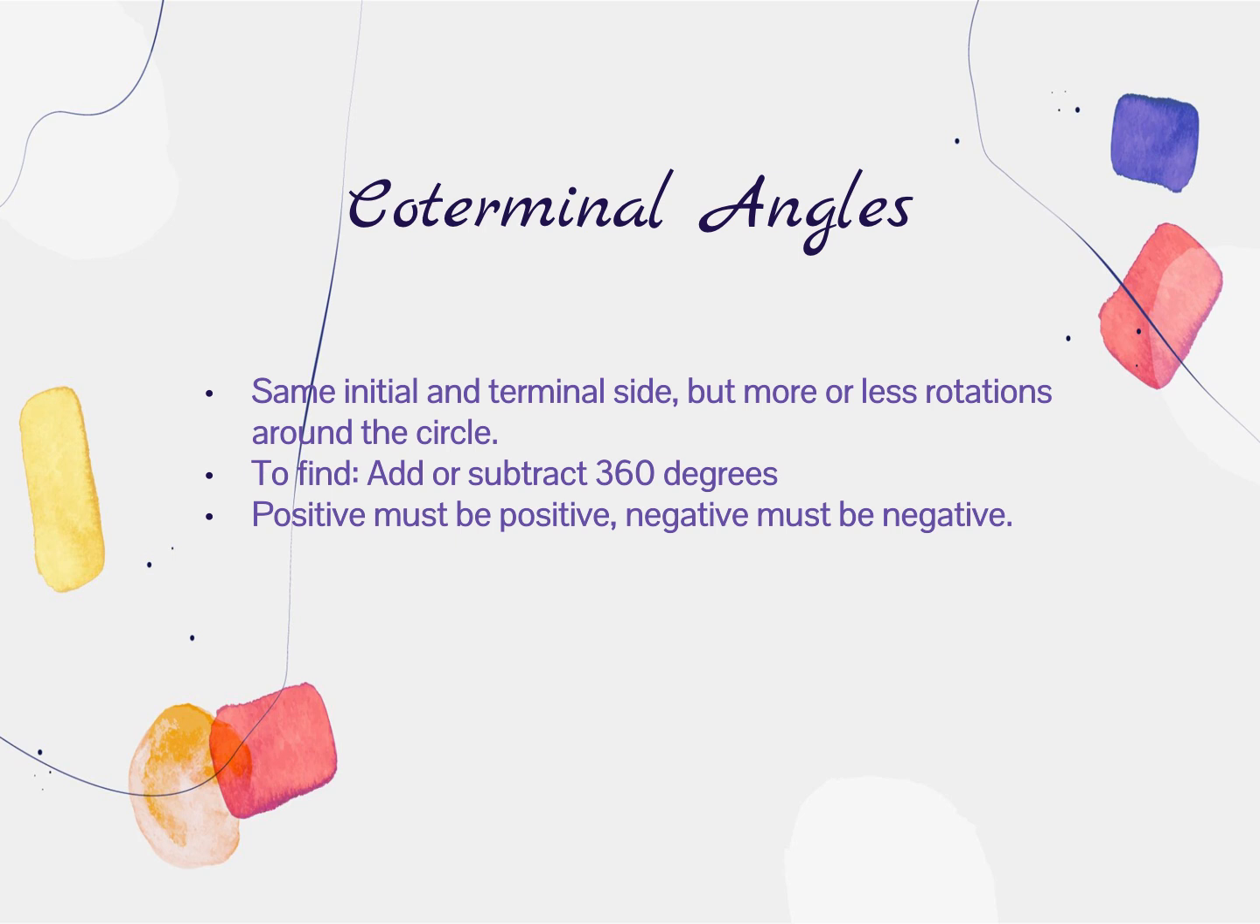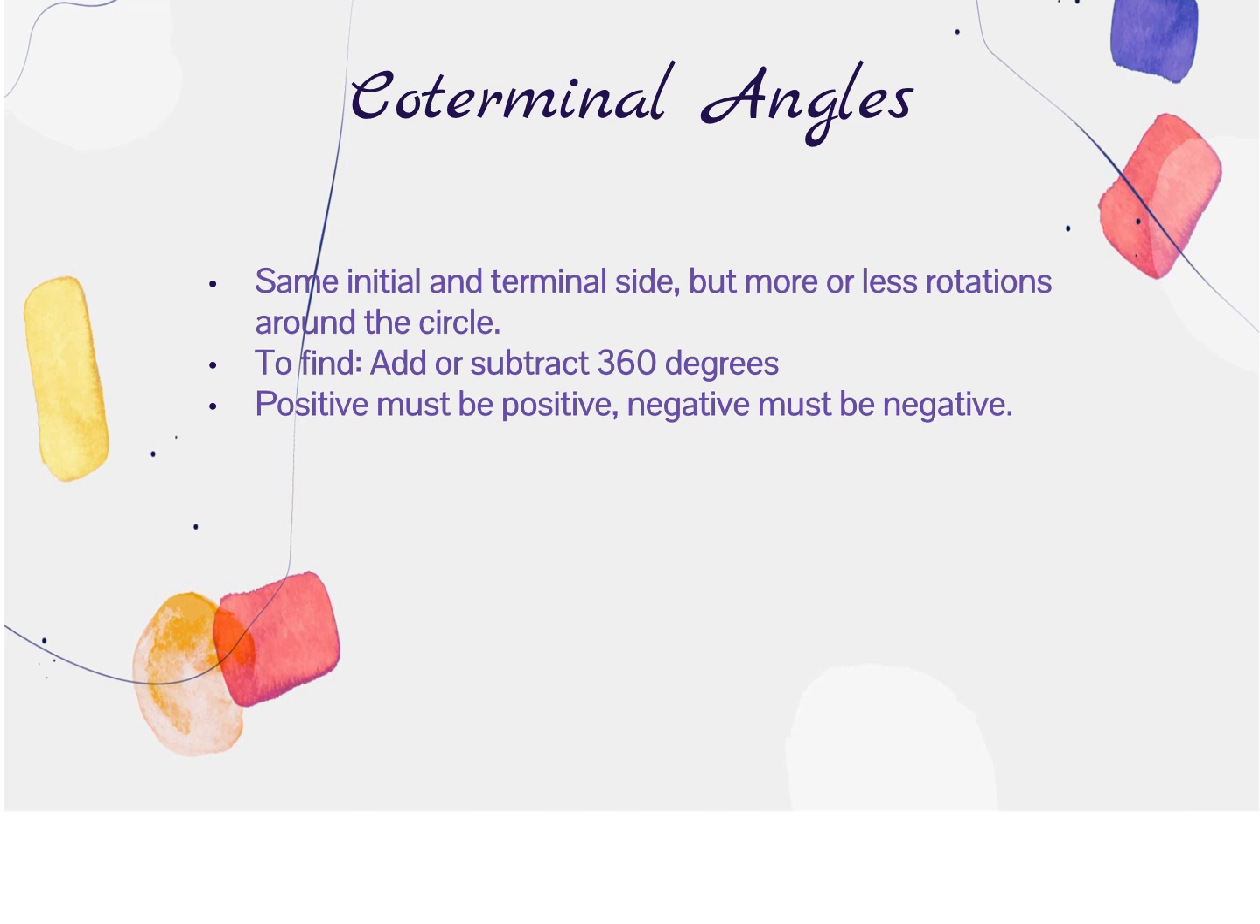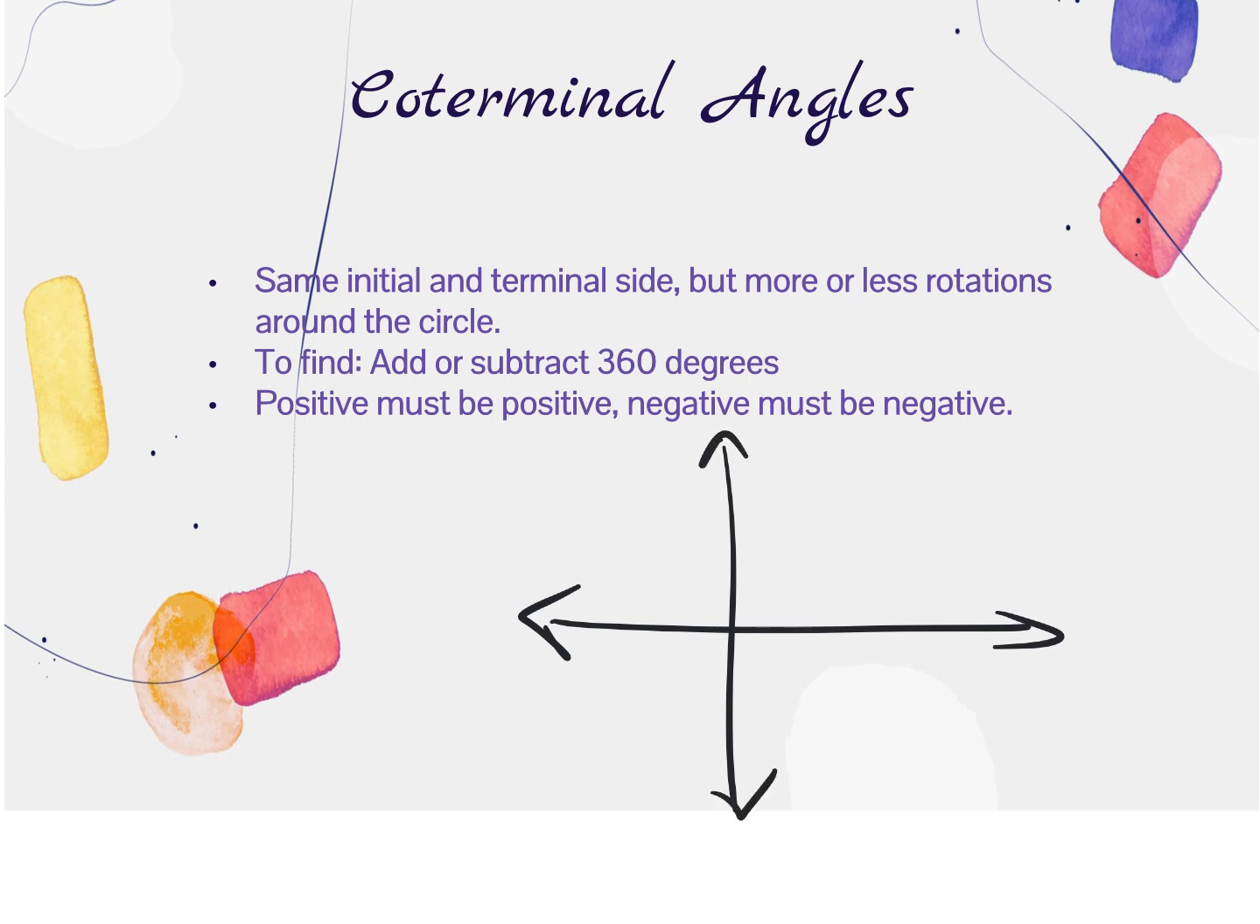So, for example, and we're going to do a bunch on the next slide, but let me draw my coordinate plane here, my X and Y axis. And let's say I draw in a 30-degree angle. So that's going to be my terminal side. My initial side is right here at 0 degrees. So remember, this is 0, this is 90, this is 180, 270. These are all degrees right now. So let's say this is a 30-degree angle.